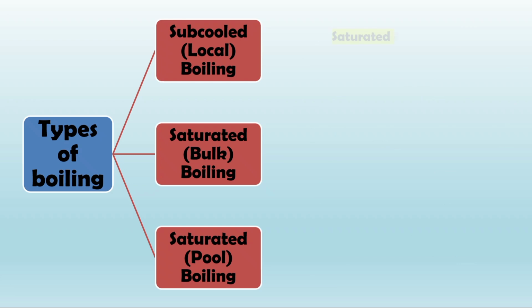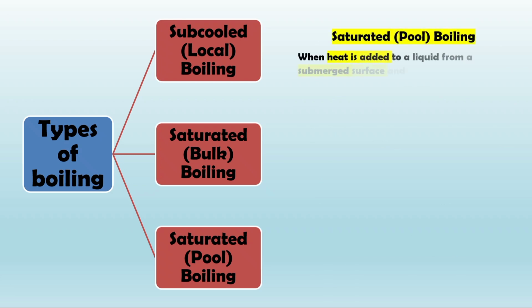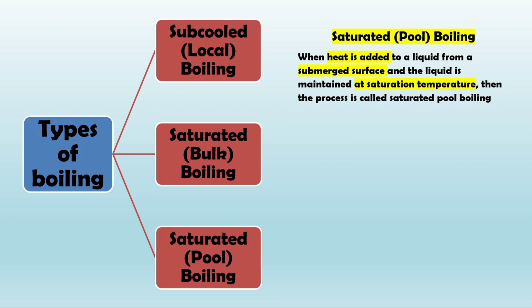Now let's see what is saturated or pool boiling. When heat is added to a liquid from a submerged surface and the liquid is maintained at saturation temperature, then the process is called saturated pool boiling. So basically, when heat is supplied to a liquid using a submerged heating surface and the liquid is already at its saturation temperature or boiling point, the process is called saturated pool boiling.